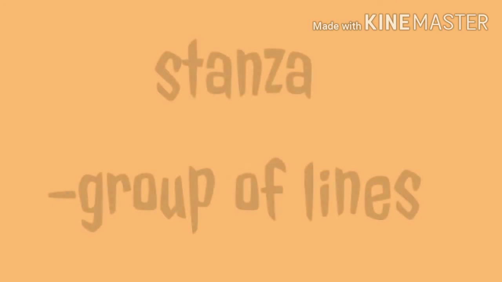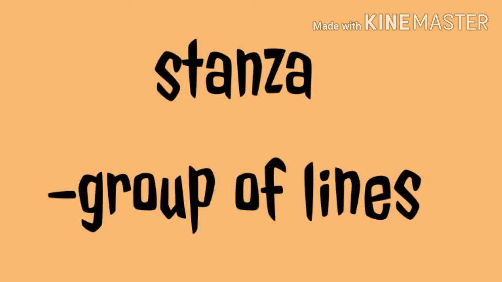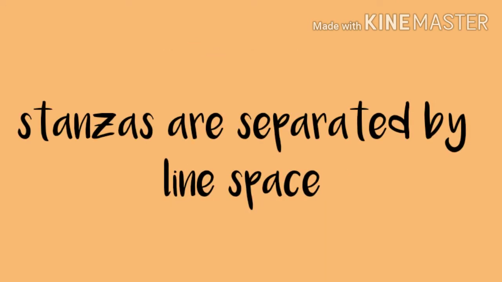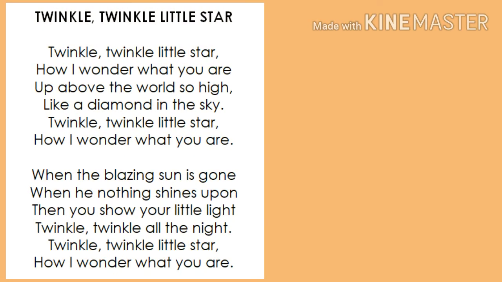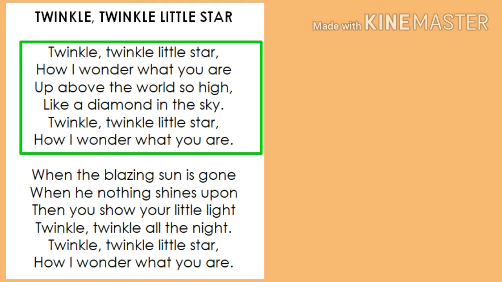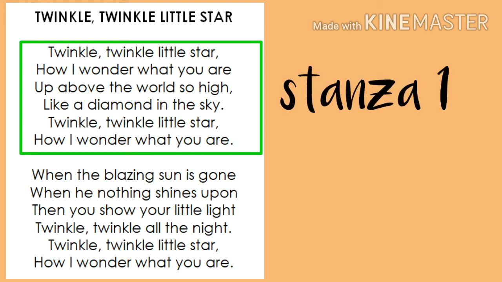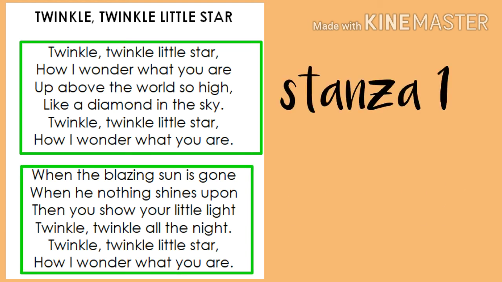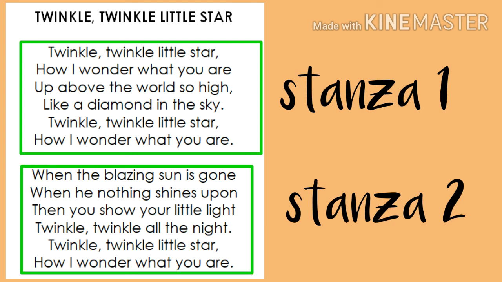This grouping of lines is called stanza. Stanzas are separated by line space. Let's take a look at this. This one is a group of lines. This is our first stanza. And this is our second stanza. They are separated by a line space.